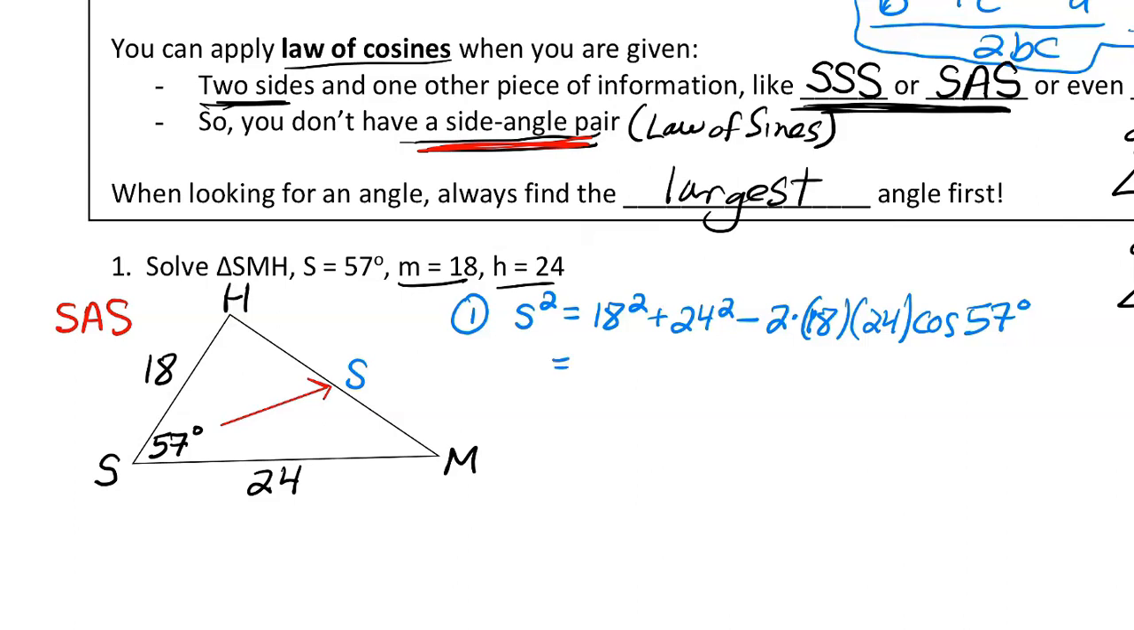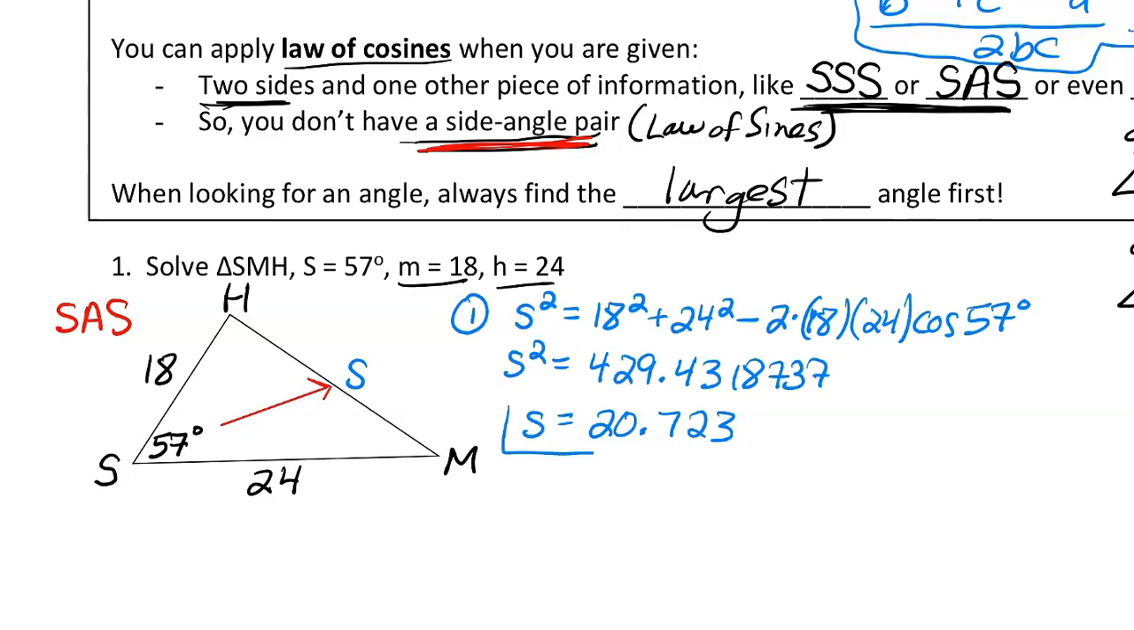I get S squared equals 429.4318738. That's S squared. We just want S. So when we take a square root, we get 20.723. We'll round to 3 decimal places, put a box around it. It's easy to see on the page that way. And I'll even write it on the triangle here so I remember what the value is, 20.723. Just to check my work, the 57 degrees is probably not the largest angle. It should be H, it looks like, is the largest angle, with 24 the longest side opposite the largest angle.